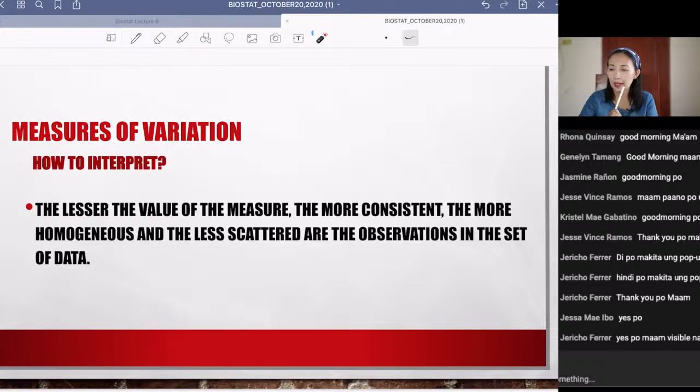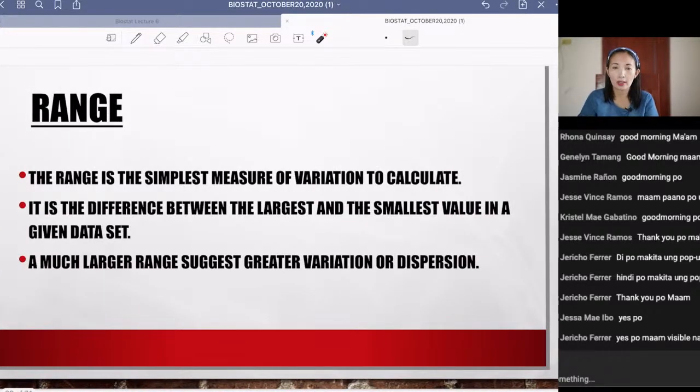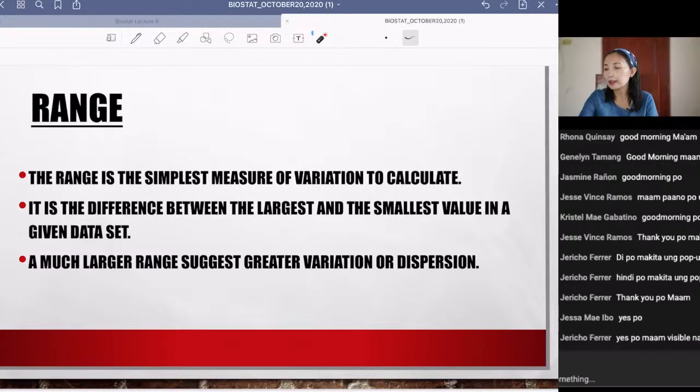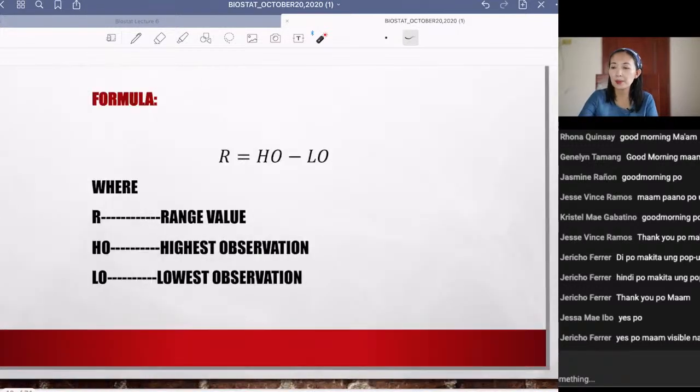Next, range. It's the simplest measure of variation to compute because it is simply the difference between the maximum and the minimum, the highest and the lowest, the difference between the largest and smallest. A much larger range suggests greater variation or dispersion. So if the value is too big, then the scores really are far apart. The formula is simply highest minus lowest.